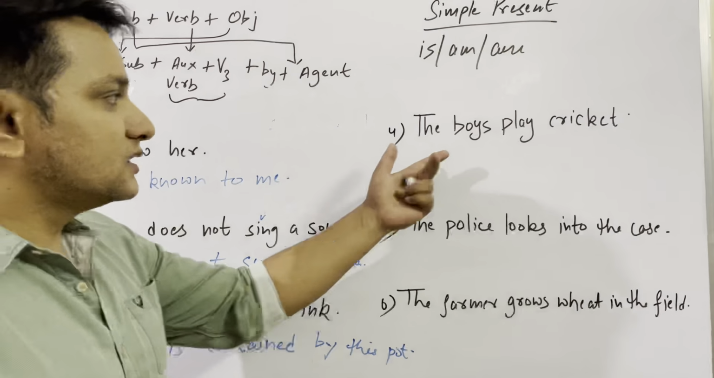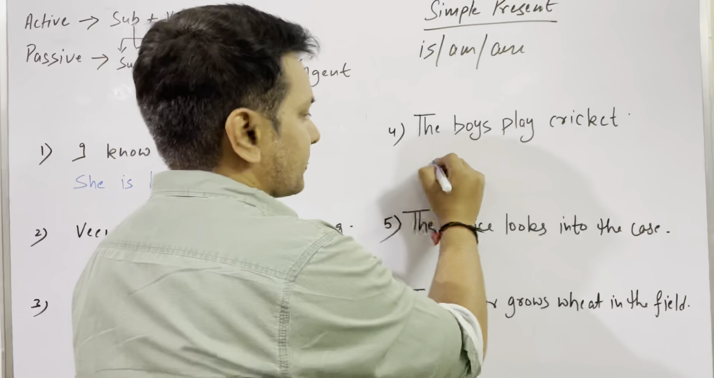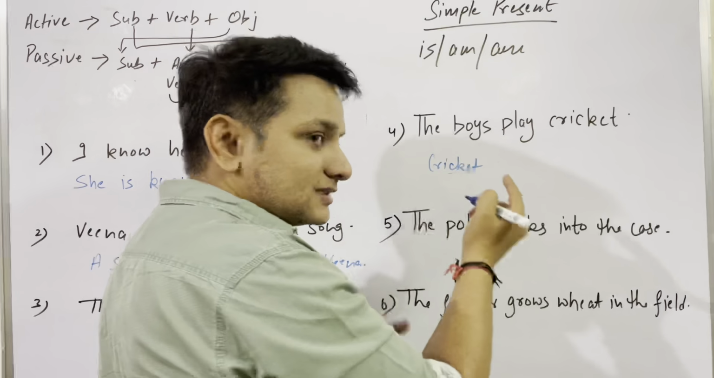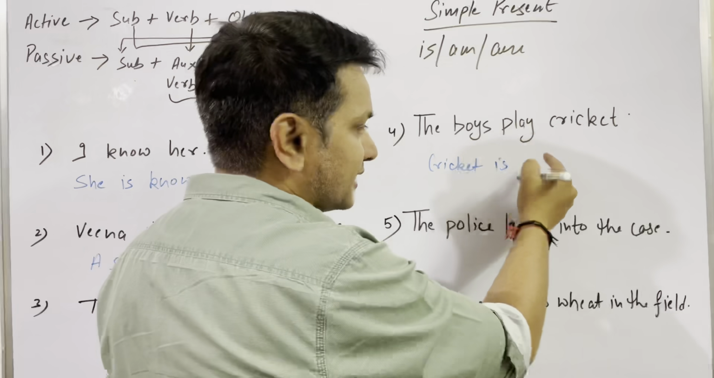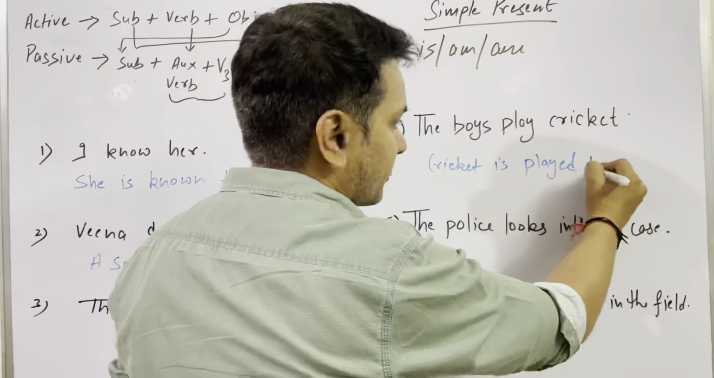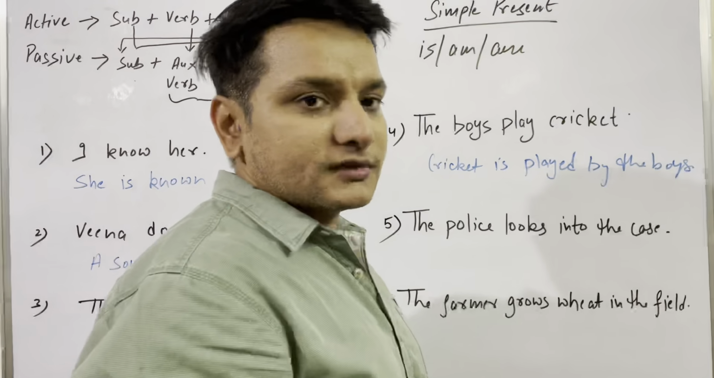Okay. Next one, the boy plays cricket. I think now you will be able to convert it. Cricket is a singular thing. Is; play will be converted into played. V3, by the boy. That's how we do it.